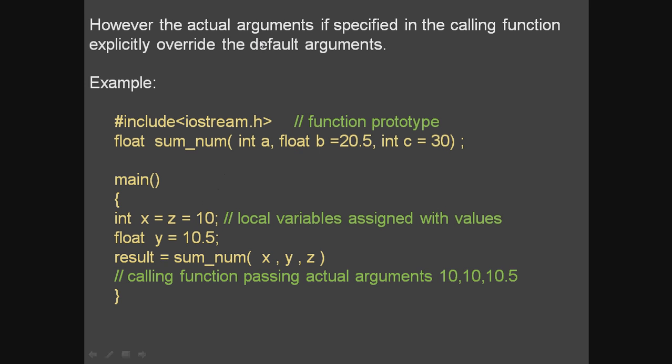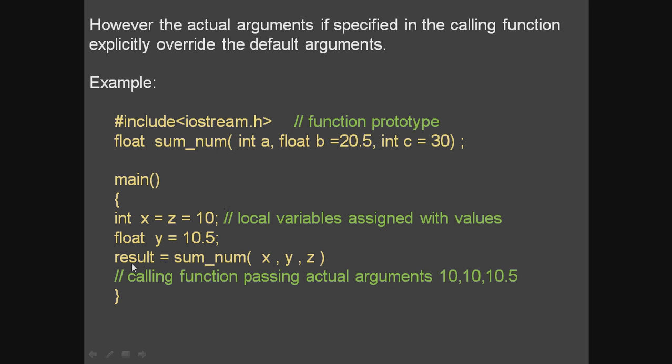If the actual arguments are given, that is here in this main function, you can see that three variables are declared and initialized. X and z are assigned the same value 10, so that's why we use this assignment operator: x equals z equals 10. So these are local variables, that can be used only within the main function. And so x, y, z here, if I write a, b, c also, it is not the same as this a, b and c. So here float y is assigned the value 10.5. As you can see, all three variables are assigned values.